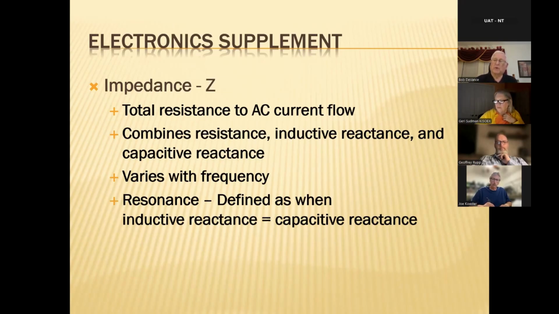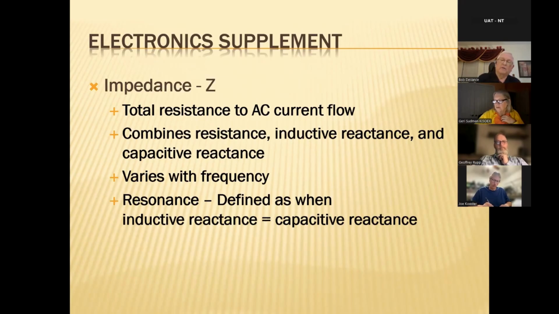So if I had in series a 50 ohm resistor and an inductor that presented 50 ohms at its particular frequency, and a capacitor that presented 50 ohms reactance at that same frequency, the inductive and the capacitive reactances would cancel each other out, and the resistance to that current flow would be only the resistor, the 50 ohms.